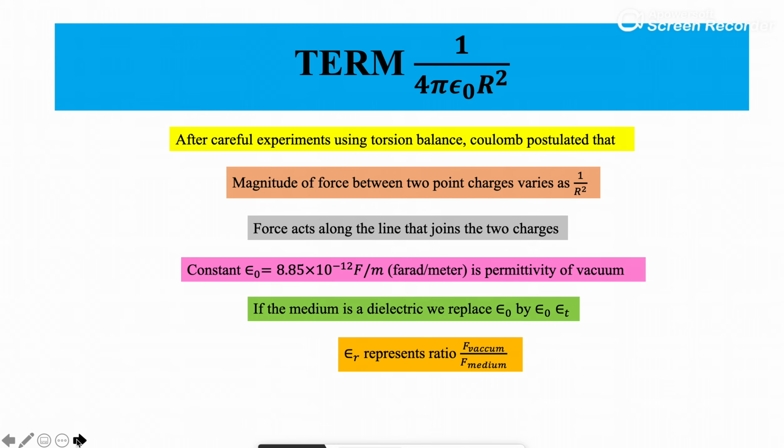Another term, 1 by 4 epsilon naught r square. Okay, so here we actually split this up into two terms. One is 1 by 4 epsilon naught and one is 1 by r square. This was a factor that was obtained experimentally.